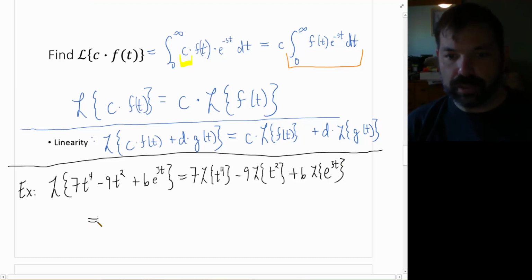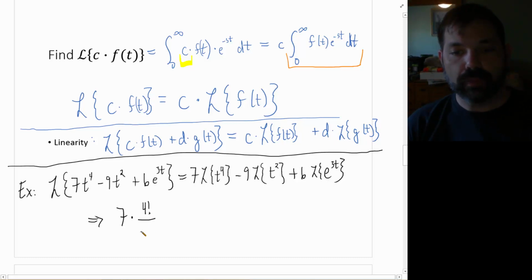Alright, so then this is 7 times the Laplace transform of t to the 4th. We learned earlier that would be 4 factorial over s to the 4 plus 1, minus 9 times the Laplace transform of t squared, that's 2 factorial over s to the 2 plus 1, plus 6 times the Laplace transform of e to the 3t, that's the most recent rule we saw, that's 1 over s minus 3.